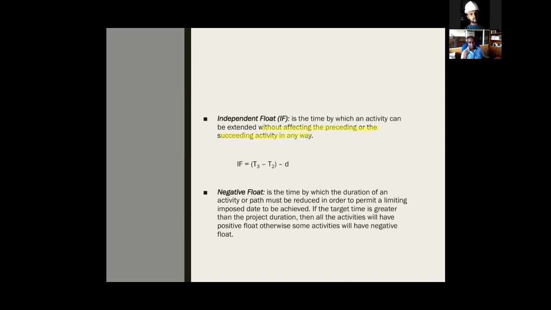Total float, the total project duration should not be affected. Free float, the next activity start should not be affected. The start of the next activity. Independent float, no activity should be affected.